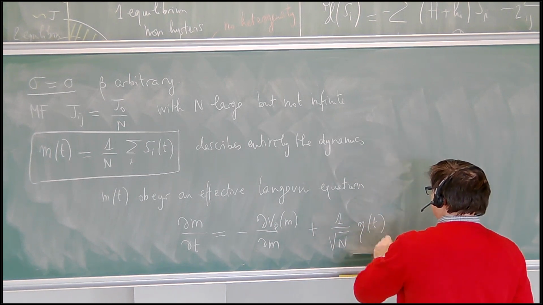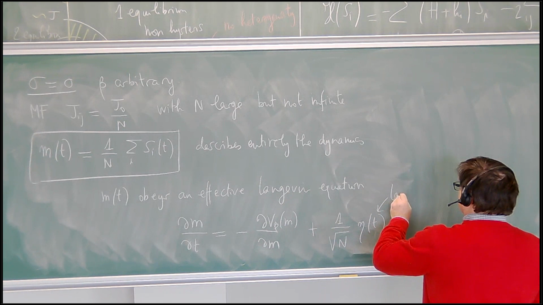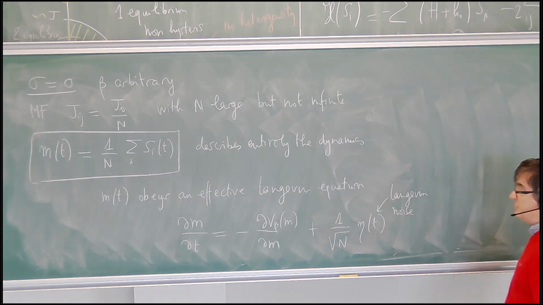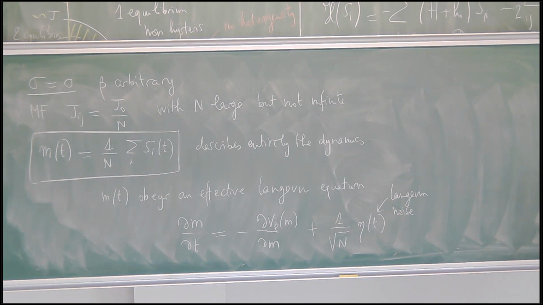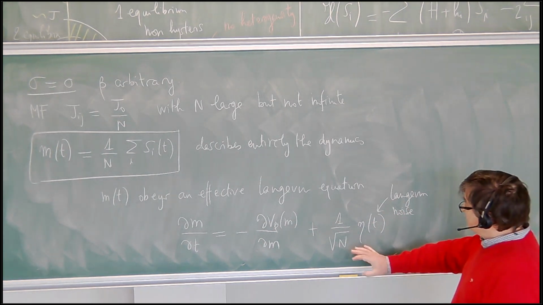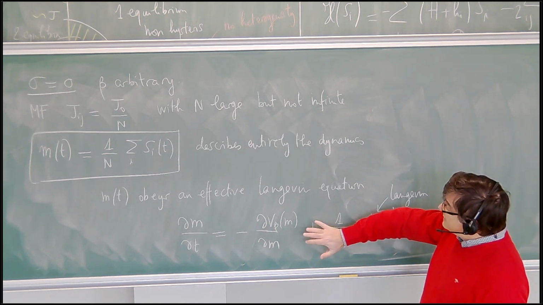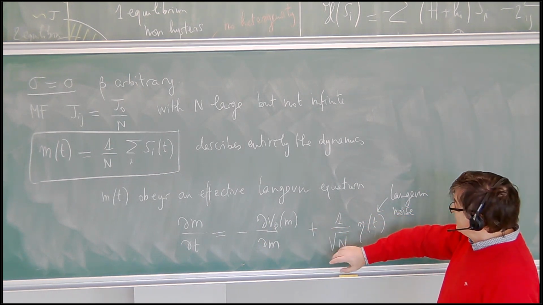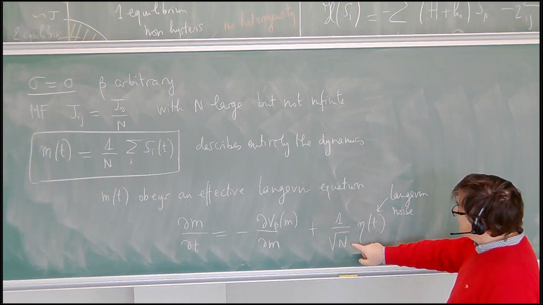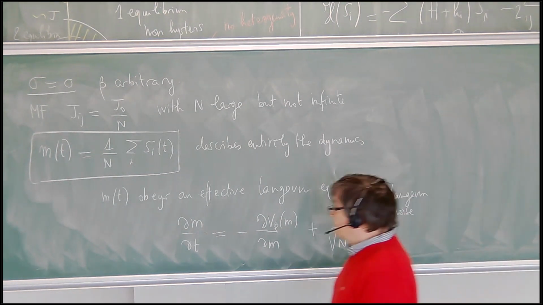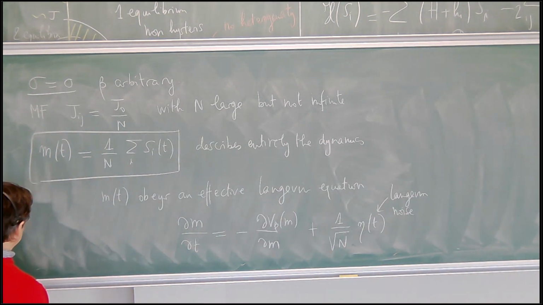Okay, so that's a Langevin noise. And the importance of the statement here is that for large but finite N, the evolution is not strictly deterministic. It has a little noise term, but this noise term goes down like 1 over square root of N. So again, this is a consequence of the master equation.